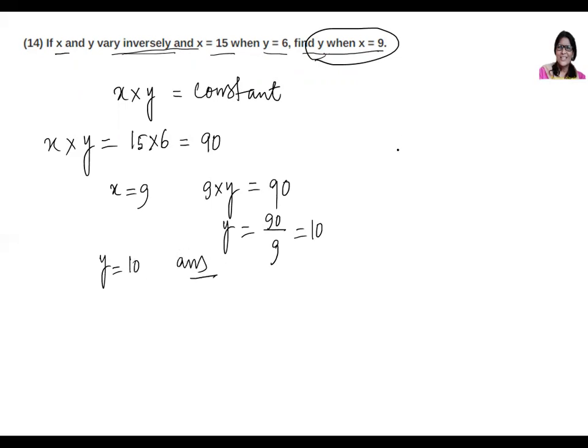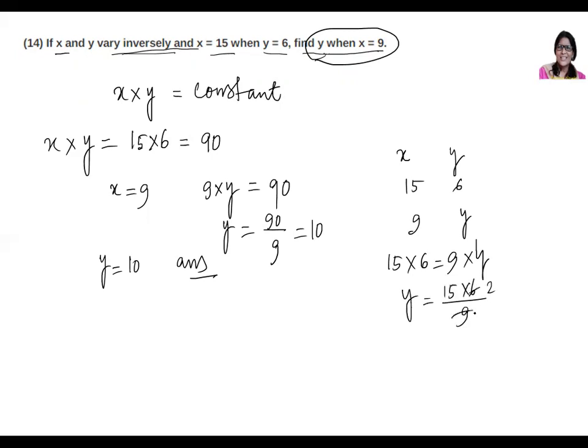Or you can write in this way: x is 15, y is 6, and now y is not there, x is 9. So 15 multiplied by 6 is equal to 9 into y. So y is equal to 15 into 6 upon 9, 3, 2, 3, 3, 3, 5, it will be 10.